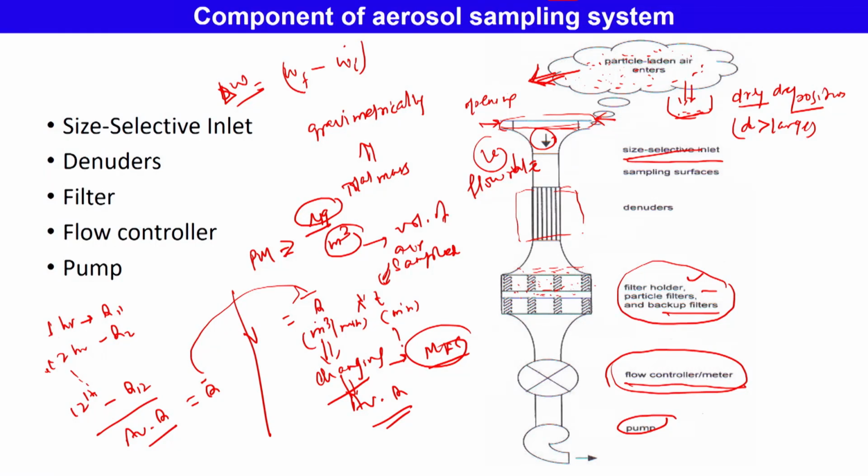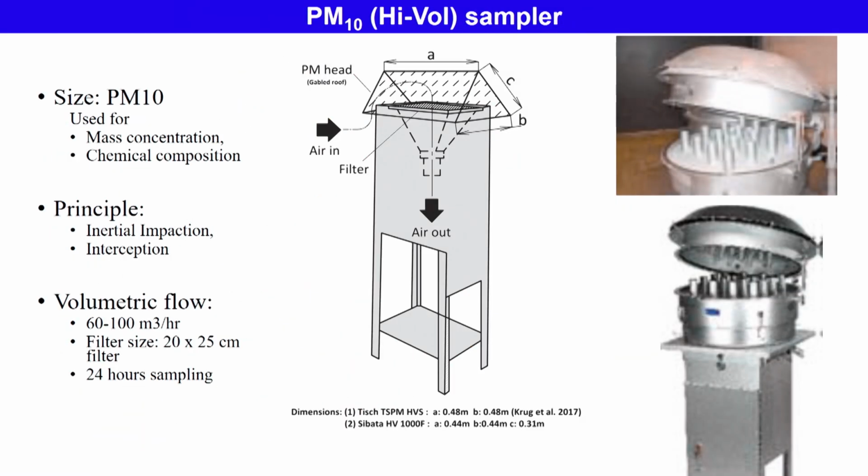Once you have this, you can calculate the total volume of air that is sampled. Because we have removed all the gases and only collected particles, I know how much particulate matter was there in that system. So I can calculate the particulate matter concentration in PM, in microgram per cubic meter. So this is how it is done. These are the 5 very important components: size selective inlet, denuder, filters, flow controller and pump.